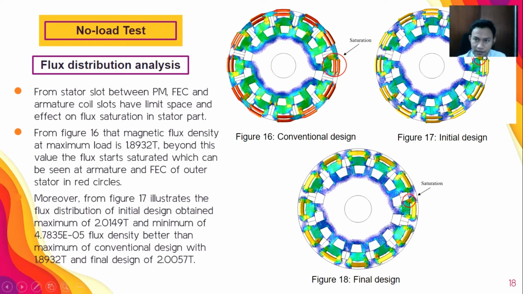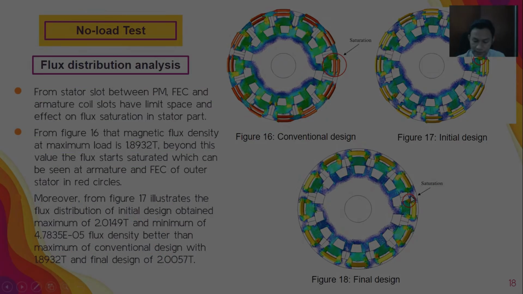We can see less flux saturation, which is less red saturation. We can see here the saturation from the red one, between the armature and the FEC, where the flux saturation happens, and it is also the same in the final design.